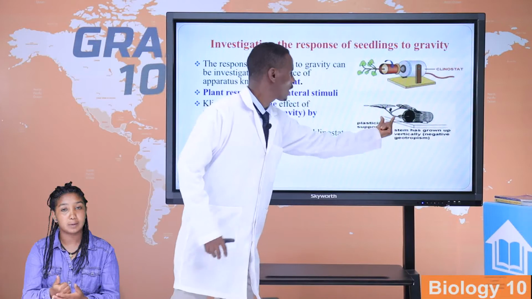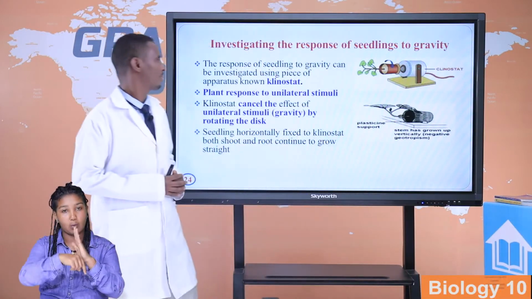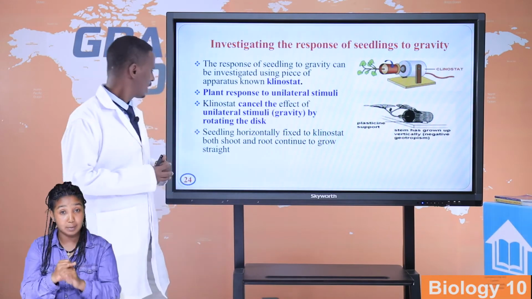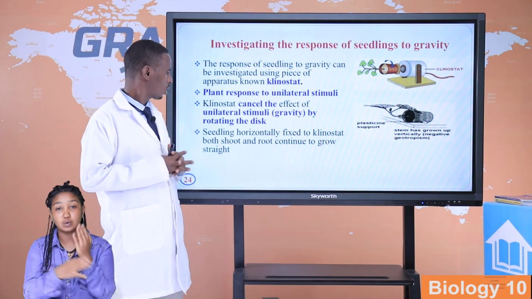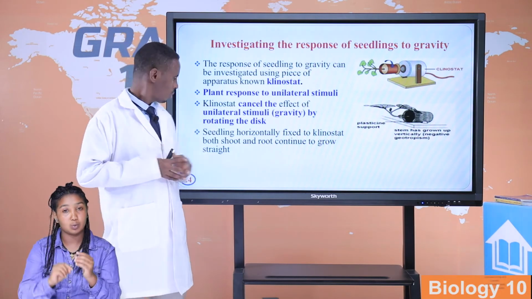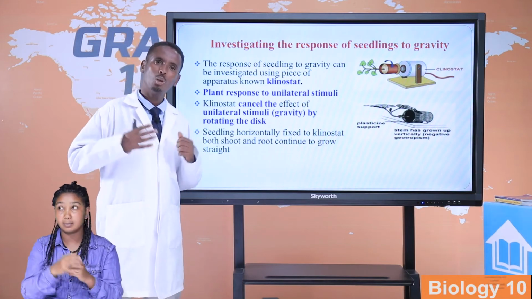When the clinostat is removed, the shoot grows upward and the root grows downward. So this experiment checks a seedling horizontally fixed to a clinostat. Both the shoot and the root continue to grow straight. As a result of this, the plant responds to gravity.